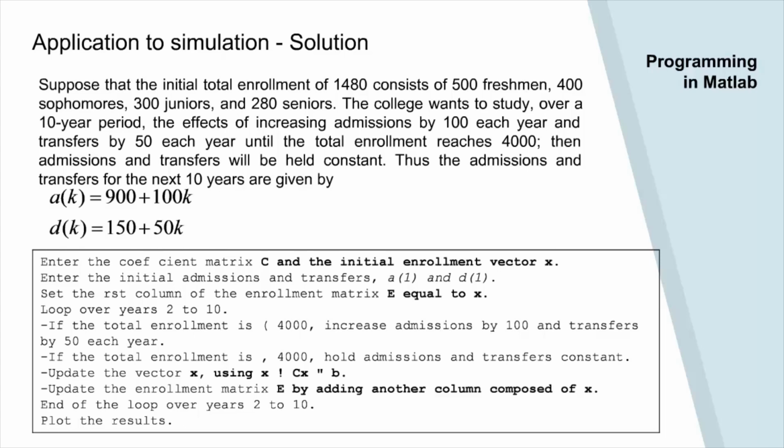Now we need to loop over years 2 to 10. So if the total enrollment is less than or equal to 4000, we increase the admission by 100 and transfer by 50 for each year. And if the total enrollment is greater than 4000, we hold the admission and transfers constant. We update the vector X using the formula X = Cx + B. We update the enrollment matrix E by adding another column composed of X. We end the loop over years 2 to 10 and we plot the result.